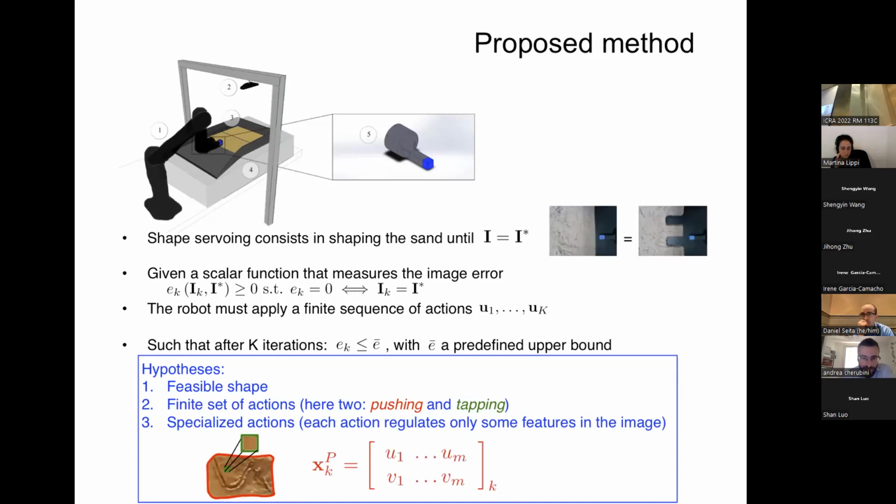For example, here you can see in red the contour of our sand, which can be represented as a list of pixels, just like in the previous video I showed you. And it can be controlled by the pushing action. On the other hand, the green is the texture of the image at a given position. So we can represent this as an imagette, a small image. And this feature can be modified by tapping on the material.